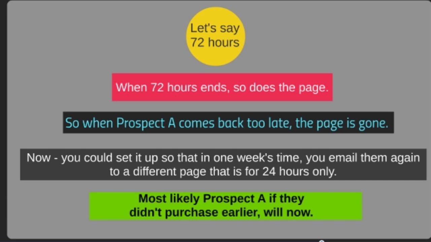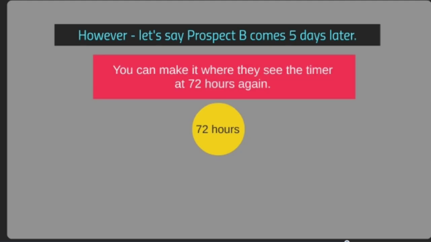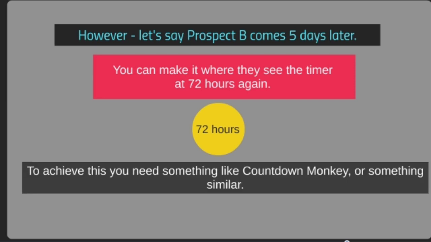Now, what we can do is most likely prospect A, in this case, didn't purchase earlier, but they will purchase now. However, let's say prospect B comes 5 days later, you can actually make it so they see a timer at 72 hours again. So really what it is based on each user when they are cookied. And you can achieve this by getting access to a software application. It is called Countdown Monkey. And there are two different ways that you can use Countdown Monkey.